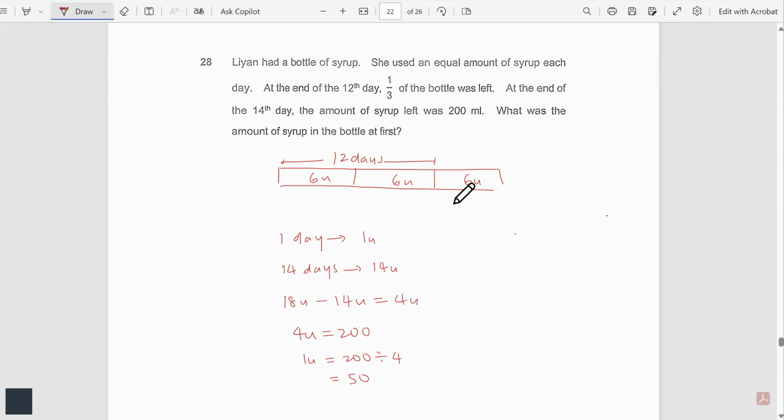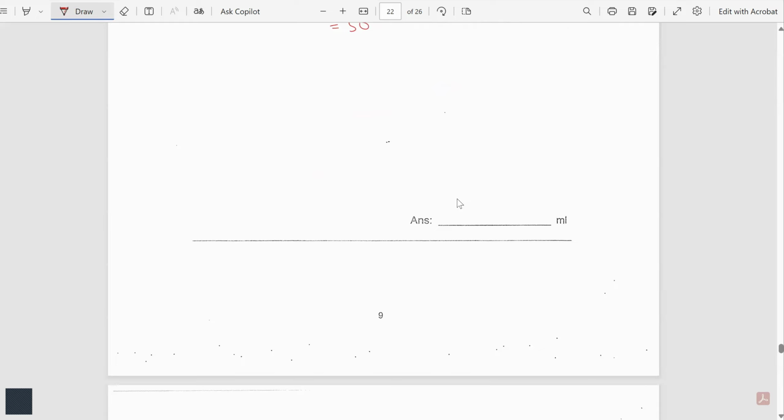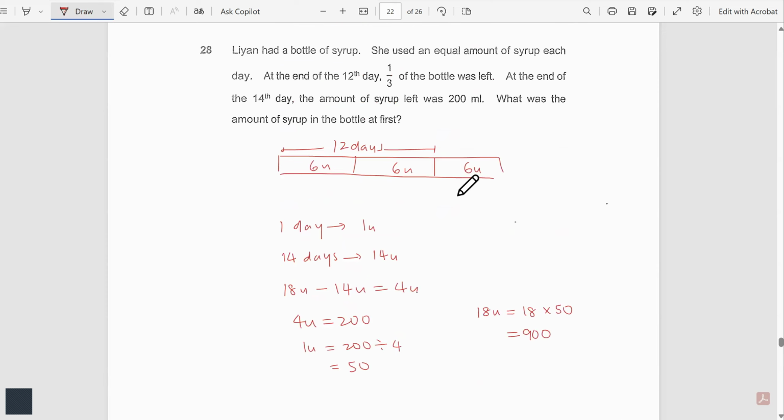And lastly, you want to find the amount at first, right? Amount at first is 18 units. So 18U is 18 times 50, 900. So 900 ml is the answer.